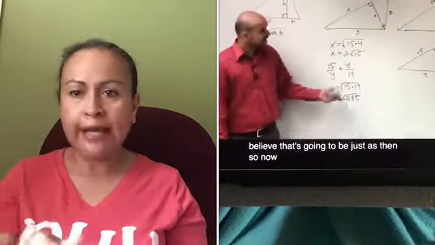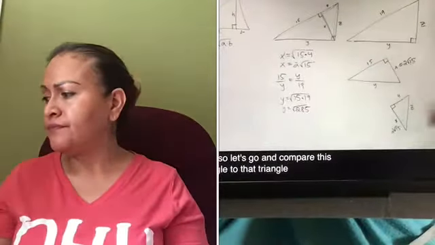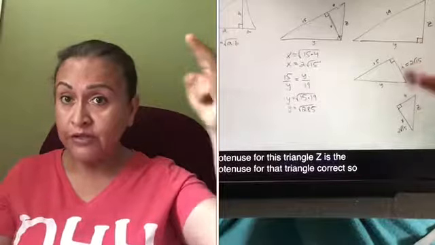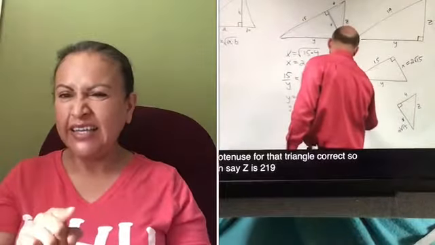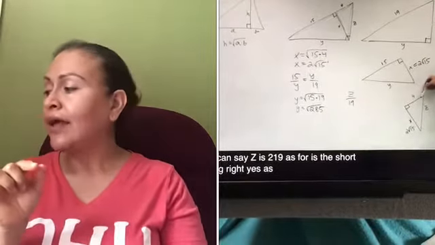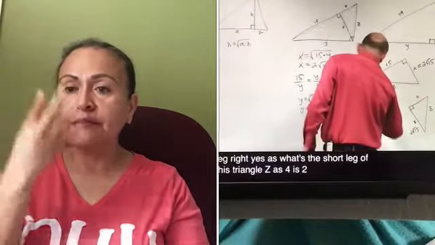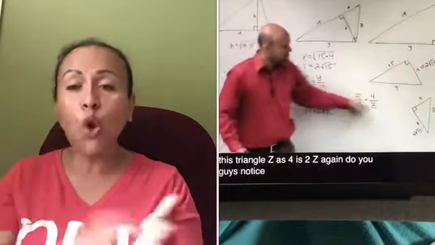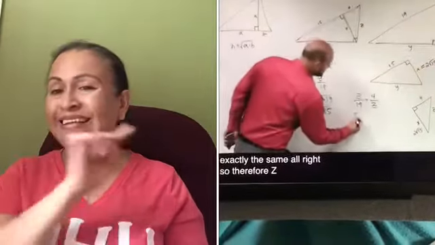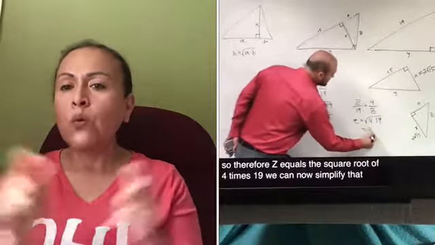So now we need to figure out what Z is, right? So let's compare this triangle to that triangle. Z is the hypotenuse for this triangle. Z is the hypotenuse for that triangle, correct? So I can say Z is to 19 as 4 is the short leg, right? Yes? As, what's the short leg of this triangle? Z. As 4 is to Z. Again, do you guys notice how we have them being exactly the same? All right, so therefore, Z equals the square root of 4 times 19. We can now simplify that to 2 times the square root of 19.